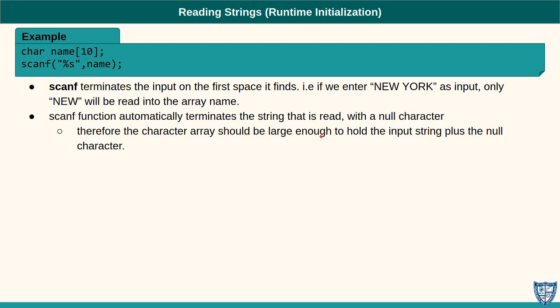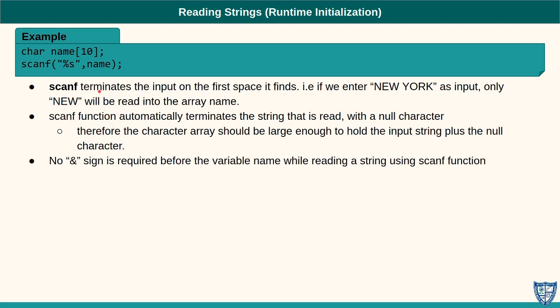Therefore, the character array should be large enough to hold the input string plus a null character. We have already mentioned that. What that means is we have to put an extra space for the last null character at the end of the string. So when you declare an array of characters, the size should be enough to hold that null character also. The second point you might notice is that there is no ampersand symbol before the variable name. In all previous examples, the scanf had an ampersand symbol before the name of a variable, but in the case of a string variable, you don't have to put an ampersand symbol before the name of the variable.